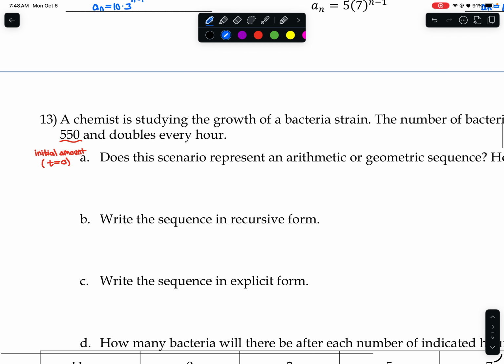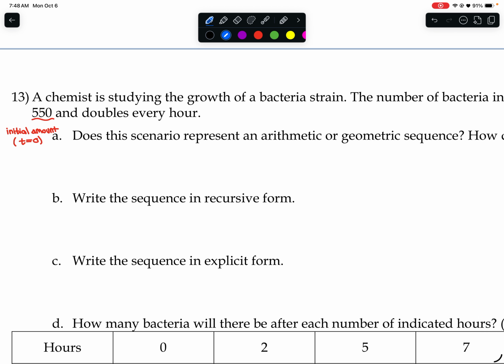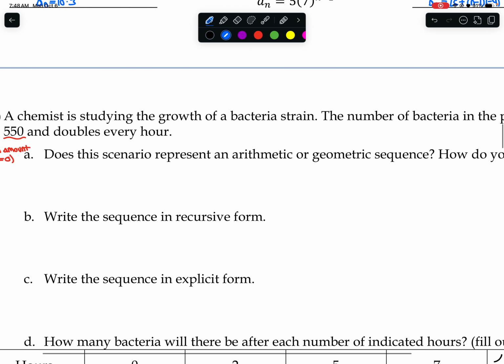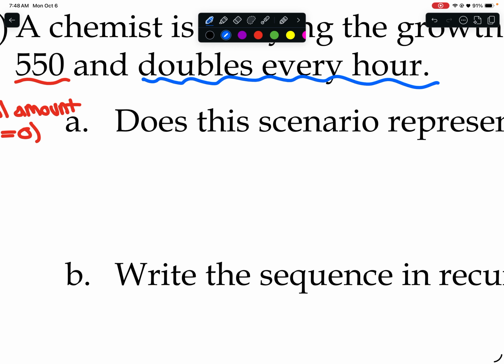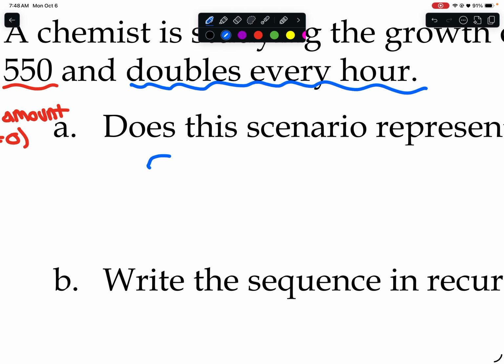So now we're going to look to see, does this scenario represent an arithmetic or geometric sequence? So if the number of bacteria double every hour, then what that tells me is it's going to multiply. It's going to be times 2 every single time. So because we're multiplying, that's going to be geometric.